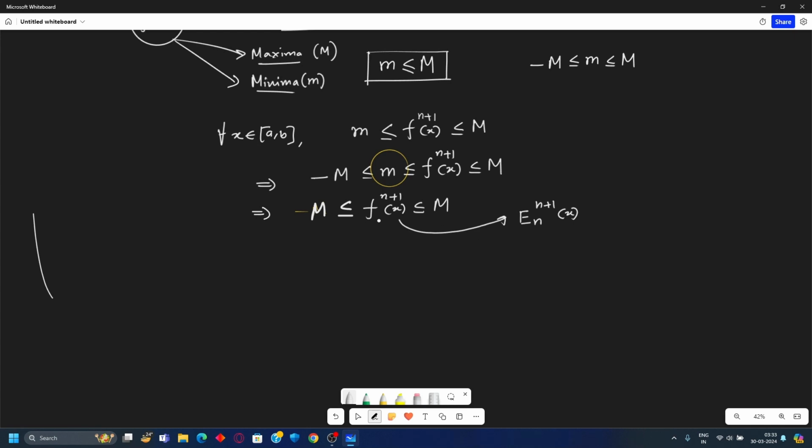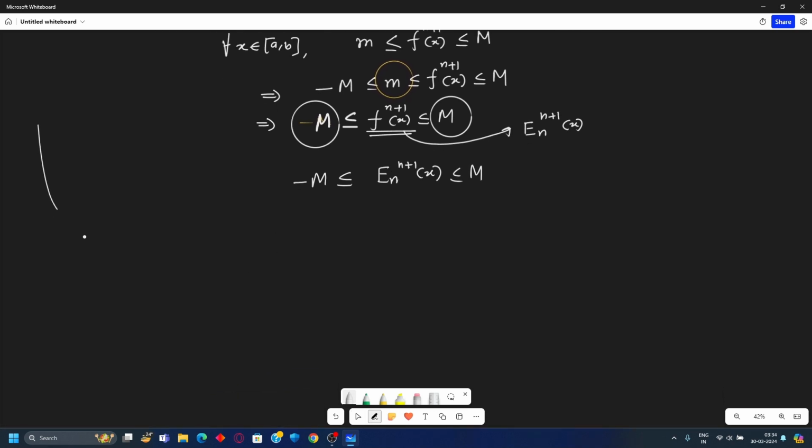Or you can say in this way, the maximum value is this. So the error must belong to this interval. You can say in this way also. You can't directly say they are equal. You can say the function we are considering over the interval a comma b is bounded, so the error must be bounded on this, right? So you can write minus m less than equal to e n plus 1 of x less than equal to capital M.